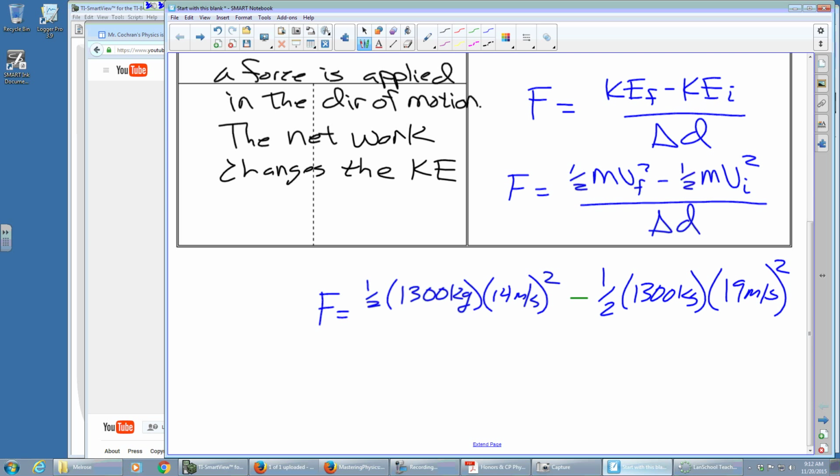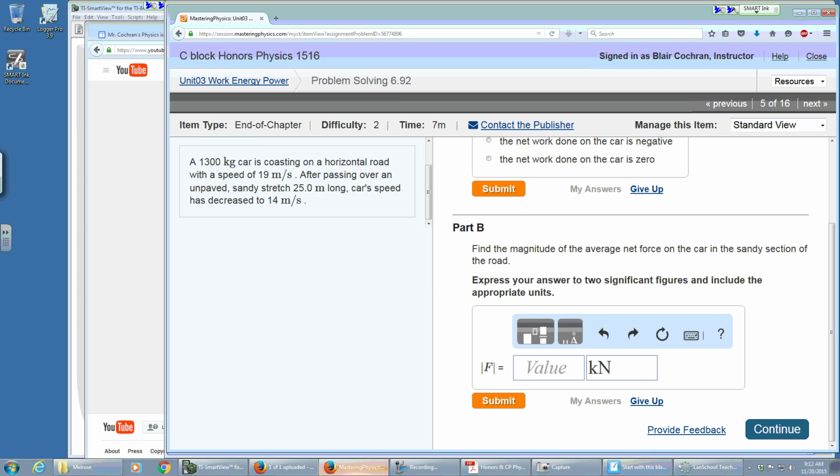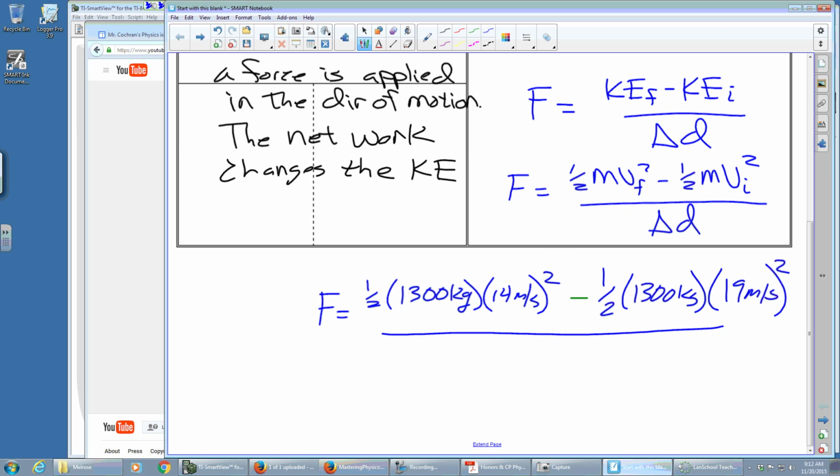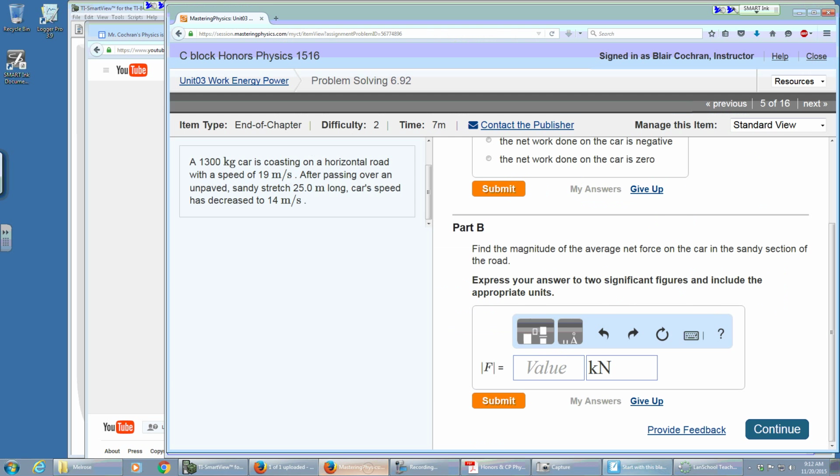Is that going to give me a positive or a negative answer? Negative, because v initial was higher than v final, which makes sense. And I go 25 meters. So I'm going to have a negative top to my fraction and a positive bottom. So that means my answer for F is going to be positive or negative? Negative. Should I put in the negative value or a positive value for my final answer?